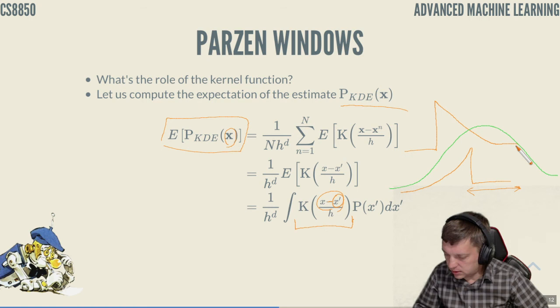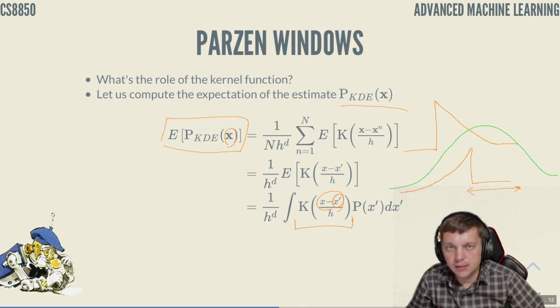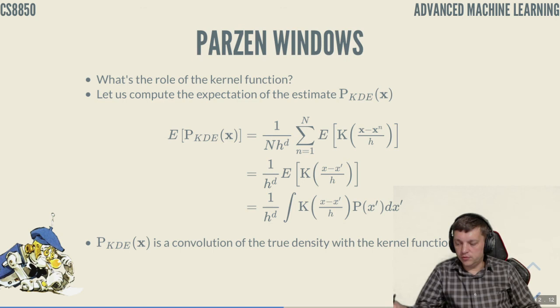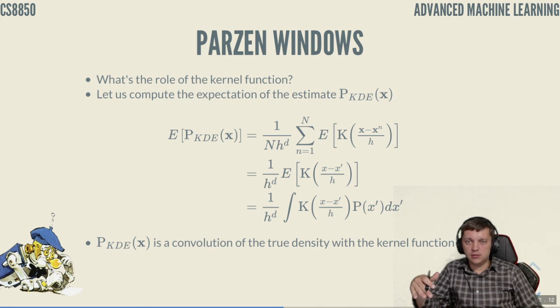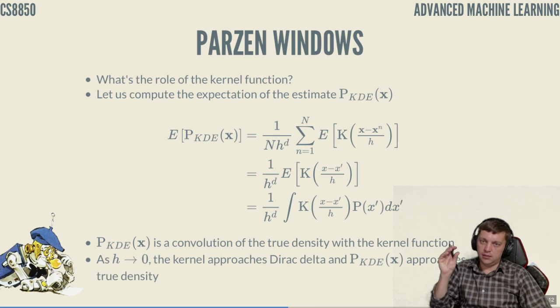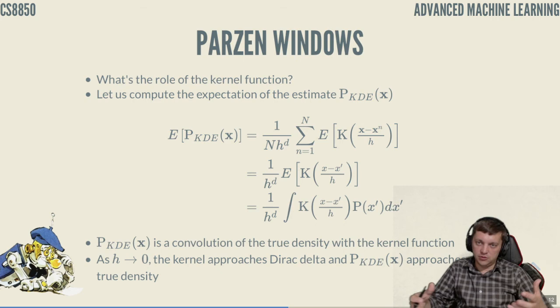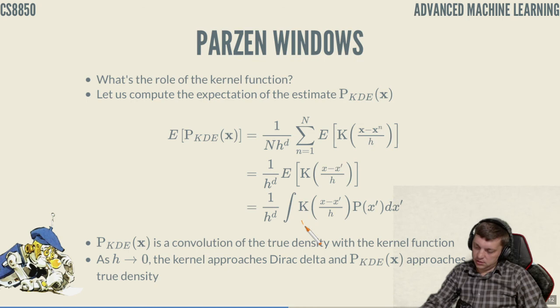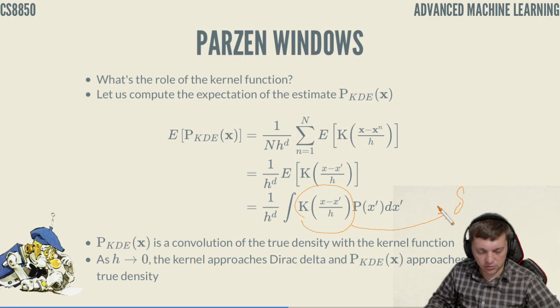So what we see here is that when we use the kernel and estimate our kernel density estimator, it's a convolution of the true density, which we don't know, with this kernel function. That's what the kernel density estimator does under the hood. And as our kernel width, or the volume, approaches the Dirac delta function, the kernel density estimate approaches the true density. So as this approaches the delta function, this whole integral is just the integral of the true density, and our expectation becomes our true density, true value.